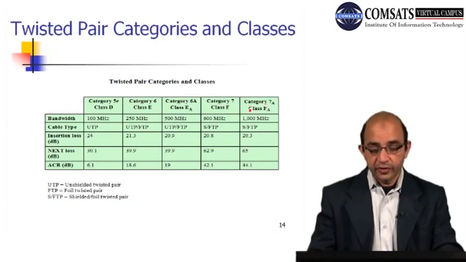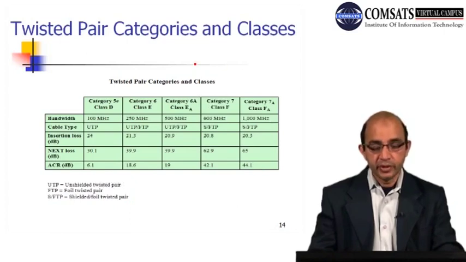So if we talk about this Cat 7A, it can support the maximum bandwidth, right? And the cable type is S, which means shielded, and FTP, foil twisted pair, and the insertion loss is again on the lower side. NEXT loss is 65 dB, ACR is 44.1. So this is a sort of comparison, right?